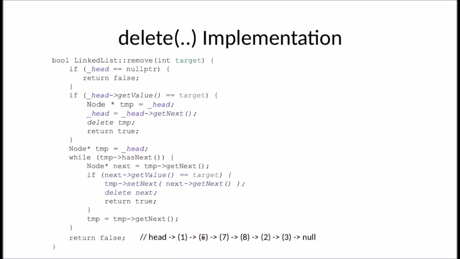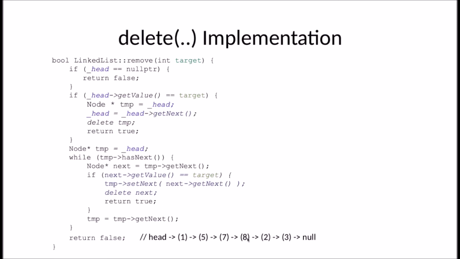So again, if there is a match, the first line updates the pointer to skip the node. The second line deletes the node and frees up the memory. If there's no match, I update temp to temp.getNext.